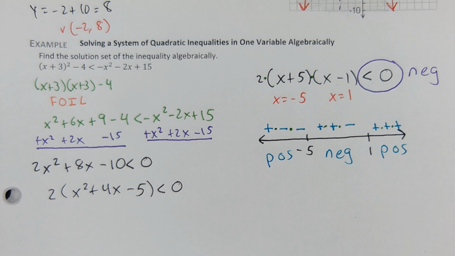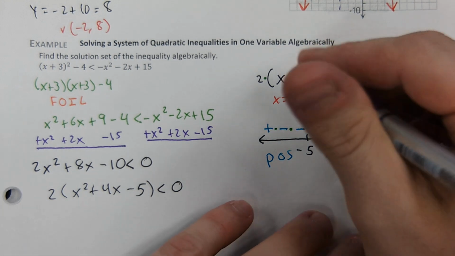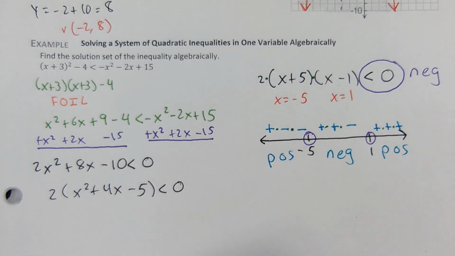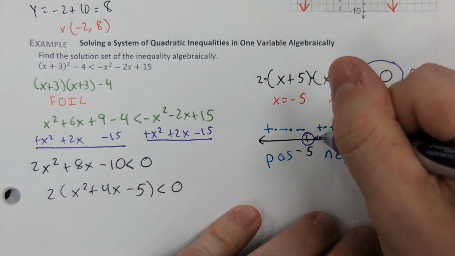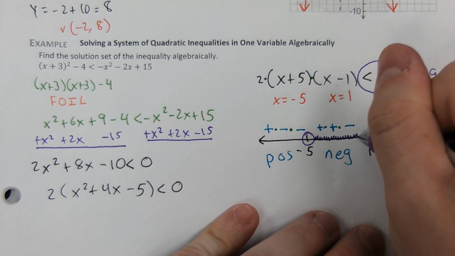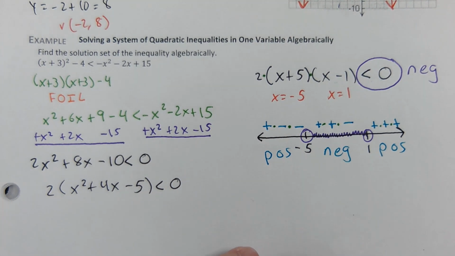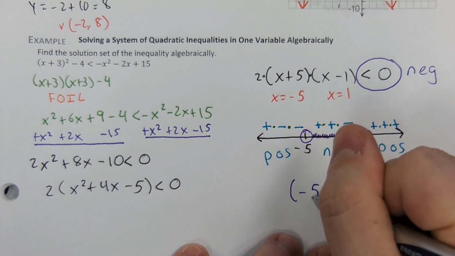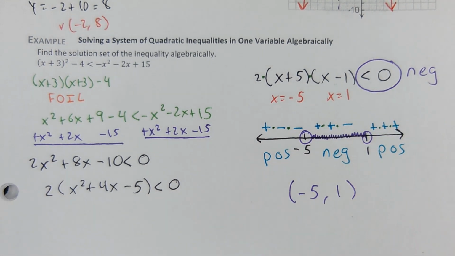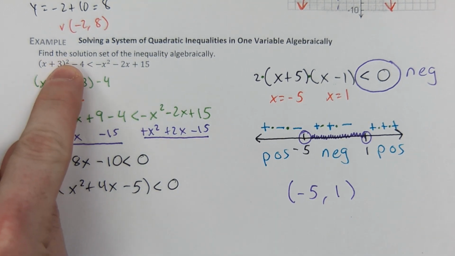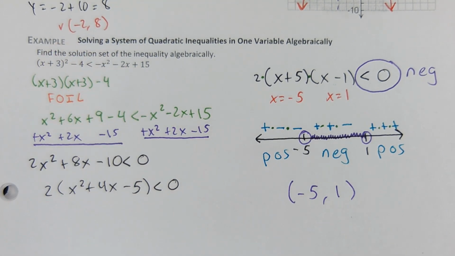Since it does not have an equal to bar, these are not included. But everything in between them resulted in a negative value. Therefore, my solution set is from -5 to +1. Those are the x's that will guarantee that this quadratic is underneath this quadratic graphically.